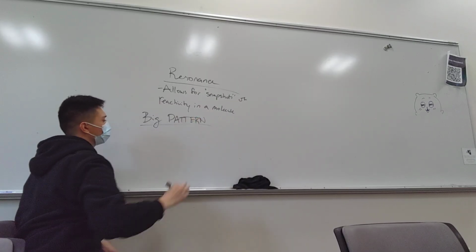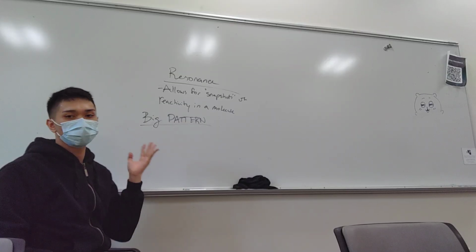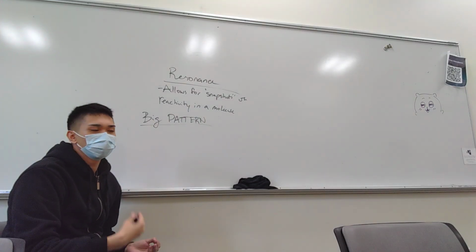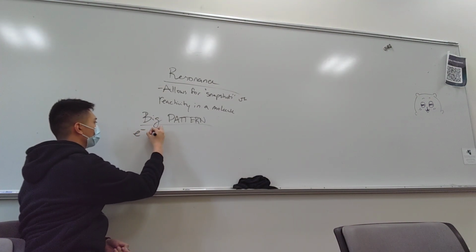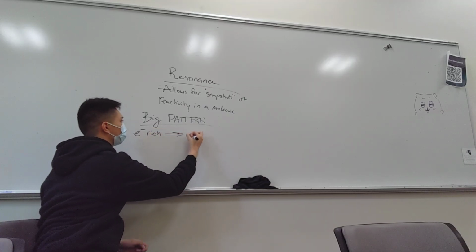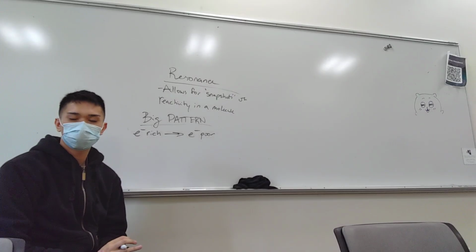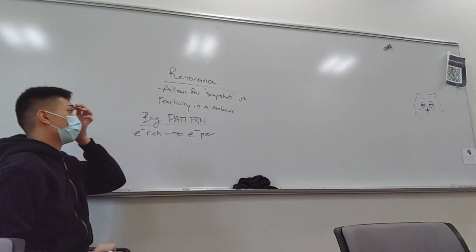Please identify this in every molecule that you see. What is the big pattern that I'm talking about when I'm looking at resonance? Since we're looking at the movement of electrons, where do the electrons go? They go from electron rich to electron poor. That is the biggest pattern that you should look for when you're doing resonance structures, right?